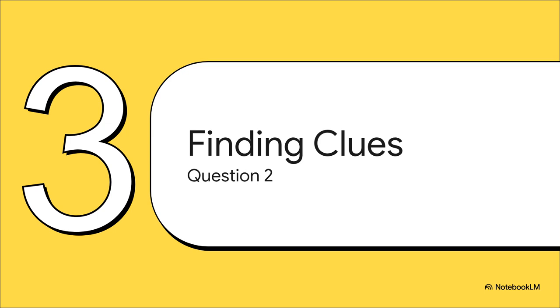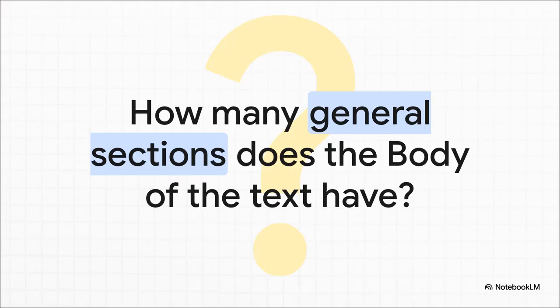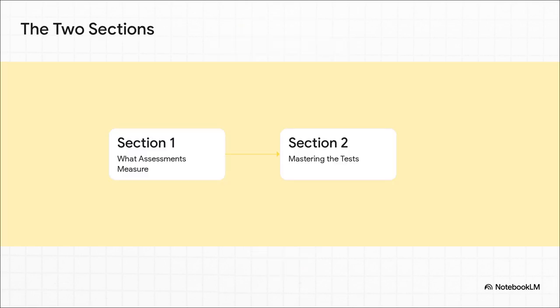Now for question number 2. This one is about understanding the article structure. For this one, we're looking for the big general sections of the article, not the smaller subsections. So as we survey the text, we need to look for large, clear headings. And as we run our eyes over the text, we can see 2 main headings that really stand out. These divide the main part of the article into 2 general sections.